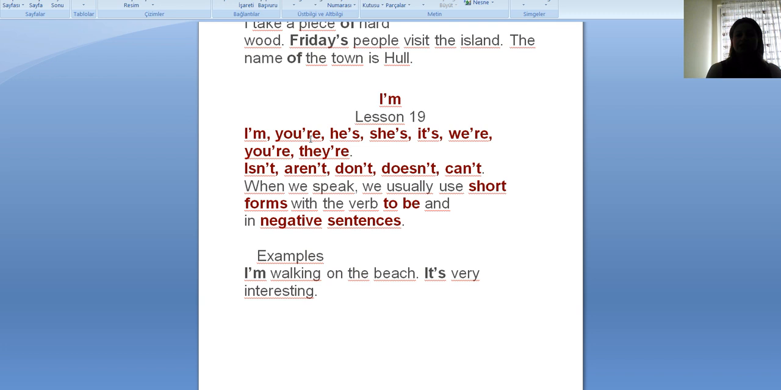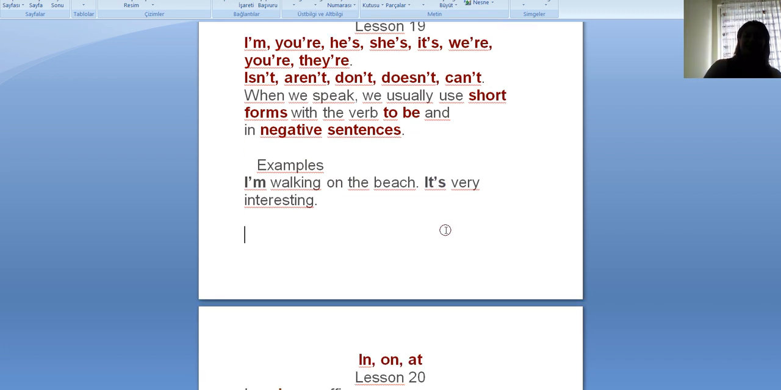Examples, örneğin. I'm walking on the beach. It's very interesting. Burada it's dediğimizde tekrardan beach kullanmıyoruz, hemen it's diyoruz. Buraya bunu kaldırırsak ne koyabileceğiz yerine? Beach. Beach is very interesting. Ama kısalttığımız zaman it's very interesting. That's right.